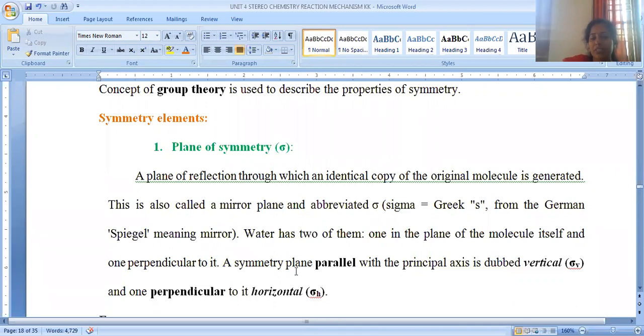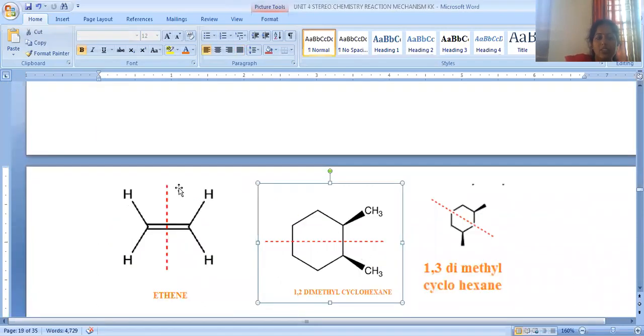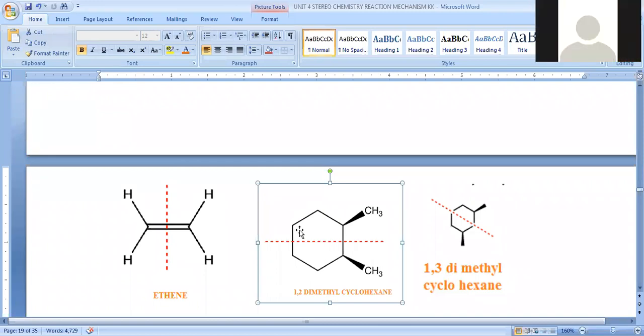Here there is a possibility of two types of planes, vertical and horizontal. The vertical plane is indicated with sigma V, and the horizontal plane is indicated with sigma H. Just now we saw vertical and horizontal planes here. So this is called the vertical plane and this is called the horizontal plane. When the molecule contains such equal halves when a plane is kept in the center of the molecule, the compound contains a plane of symmetry.